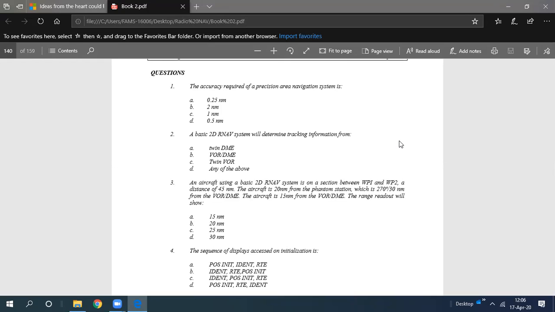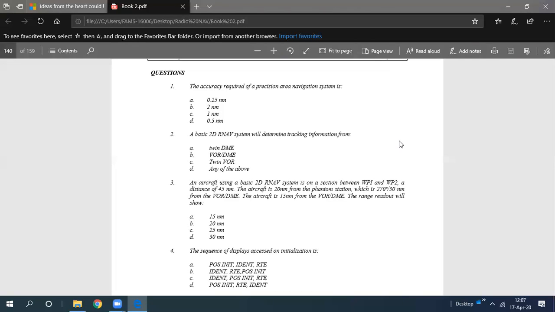The information displayed to you in terms of range is whatever range is left to the next waypoint. In this case, the answer will be Bravo, 20 nautical miles, because you are 20 nautical miles from the next reporting point. The only information displayed in the cockpit is regarding the next waypoint: how much distance, and whatever heading you're supposed to fly to that waypoint. That's the only information.